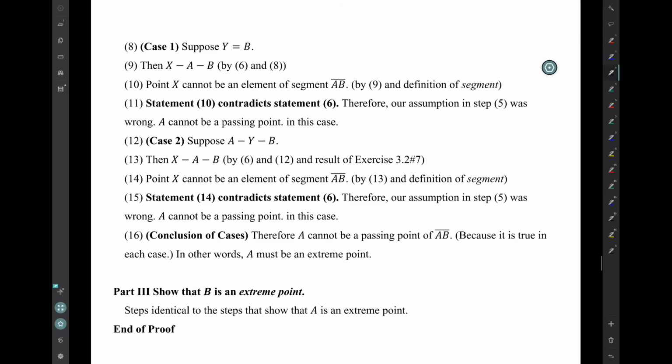Part 3 is to show that B is an extreme point. Now, this proof is done in the book. They take actually more steps than I do. I think they make the proof harder than it should be. Usually my proofs are longer than the proofs in the book, but I think that in this case, the proof in the book is harder than my proof.